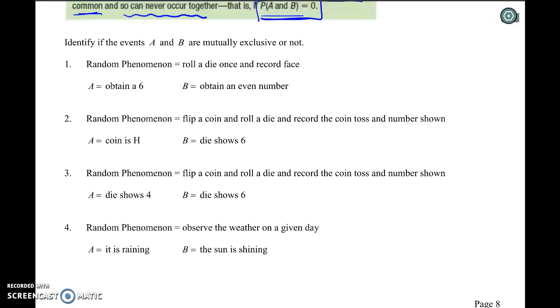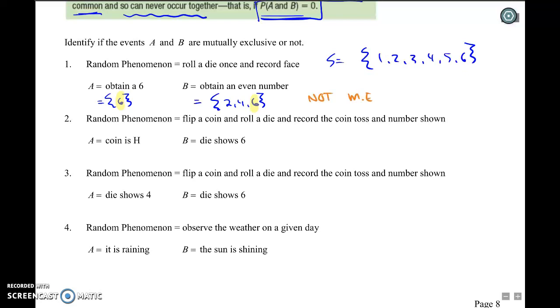Random phenomenon: roll a die once and record the face value. My sample space would be 1, 2, 3, 4, 5, 6. Event A is we get a 6, so event A is just that outcome. Event B, we get an even number, so that would be the outcomes 2, 4, and 6. Are these mutually exclusive? Well, they are not, because they share a common outcome of 6. So these are not mutually exclusive.